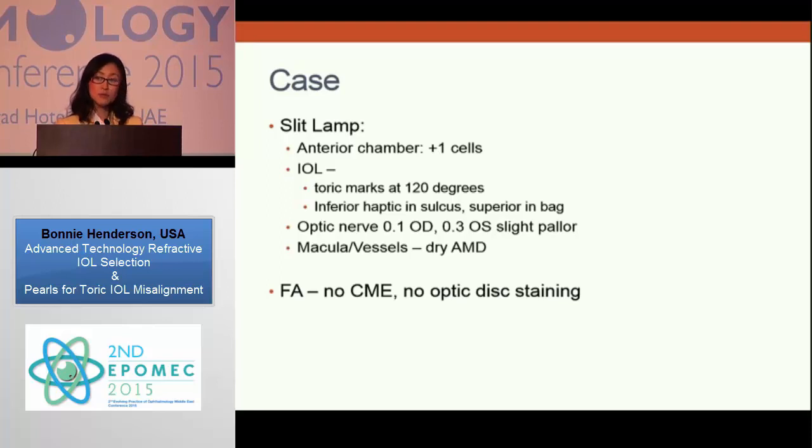His optic nerves are a little asymmetric from the glaucoma. He also has some dry AMD, so his potential vision probably is only around 20/60 because of his macula. Fortunately, his fluorescein angiogram looks okay with no CME. So the question is, what do you do at this point?